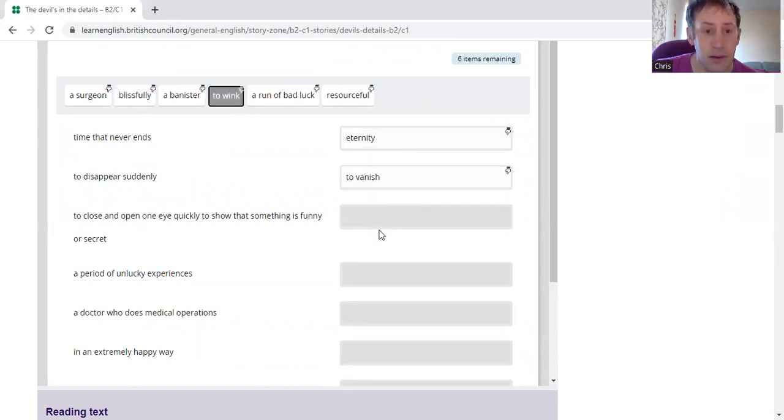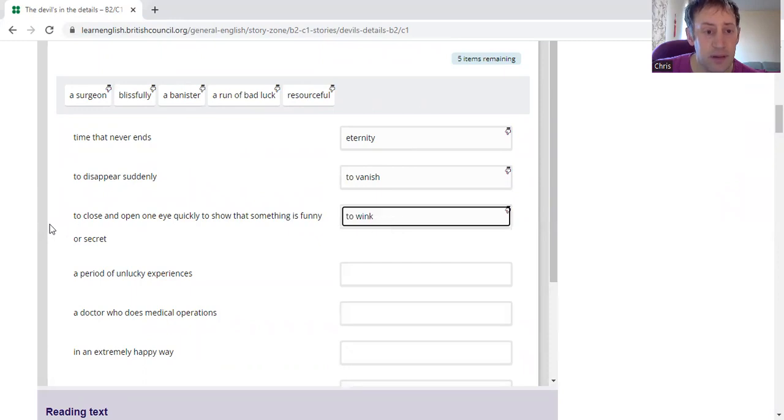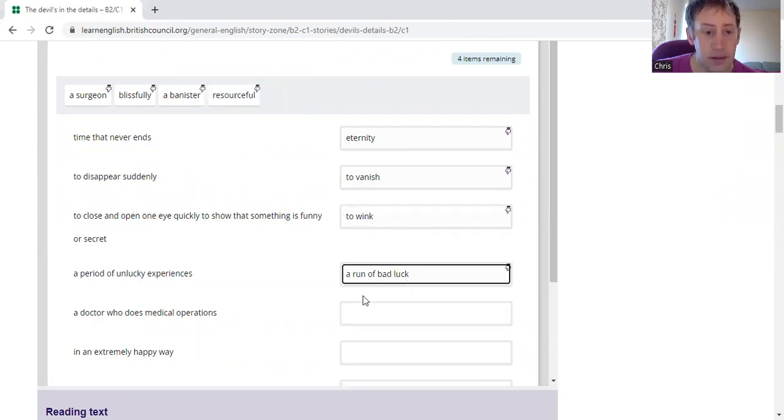To close an open eye, that's to wink, as you can probably imagine. A period of unlucky experiences. I'll give you a second. What do you think this is? That's right, it's a run of bad luck.